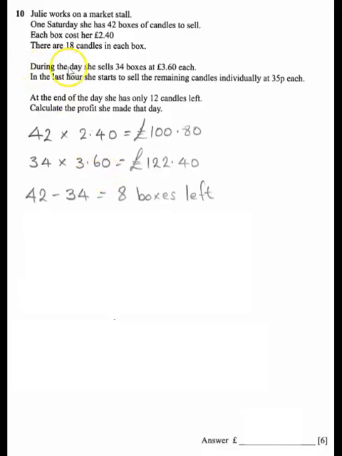Now you can see that this is in one line. During the day she sells 34 boxes at £3.60 each. So you want to see how much she's made for that. So 34 boxes at £3.60, and she made £122.40 there when she sold them. Now if she sold 34 boxes, then you find out how many boxes she's left. So you take 42, take away 34.